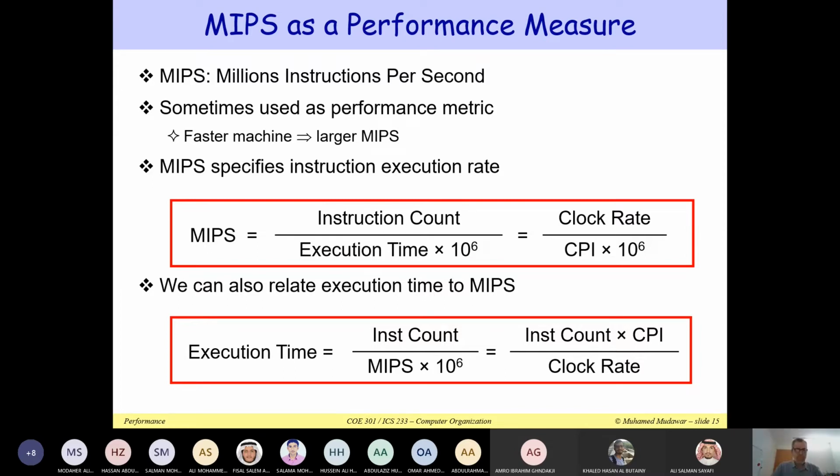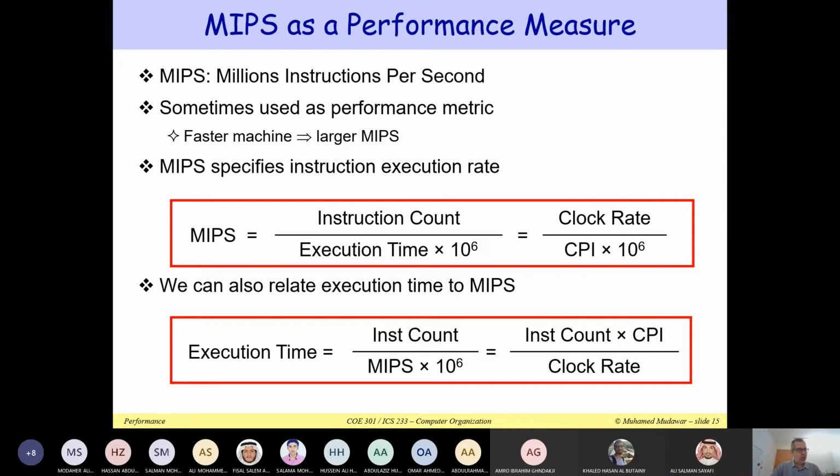If you have a faster machine, a faster CPU, you can execute more instructions, so we can have a larger MIPS. Very simple, right? A faster CPU results in a larger MIPS, and that's an indication of performance. So the higher the MIPS rate, the better.